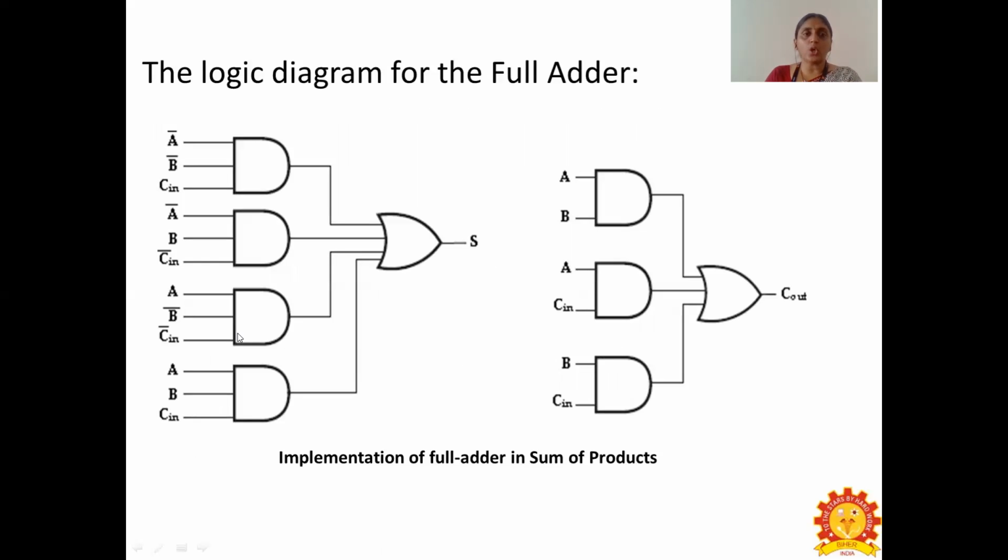And here is the logic diagram for the full adder. So this denotes the implementation of the full adder in sum of products form. So here the first diagram involves 4 AND gates and 1 OR gate, and the right hand side diagram involves 3 AND gates and 1 OR gate.